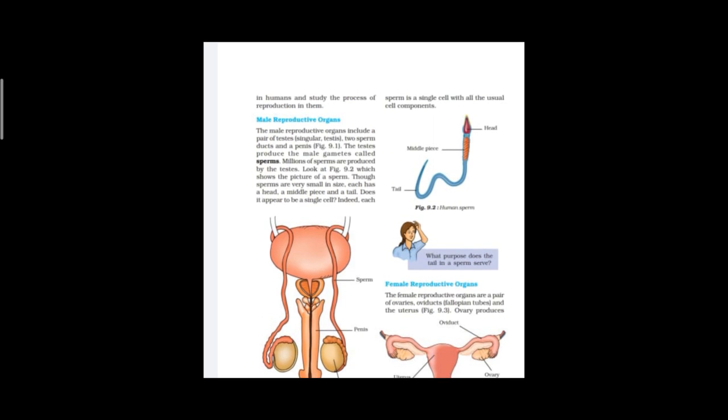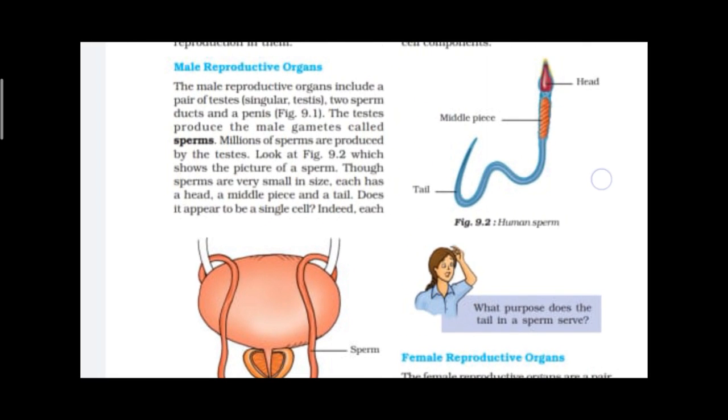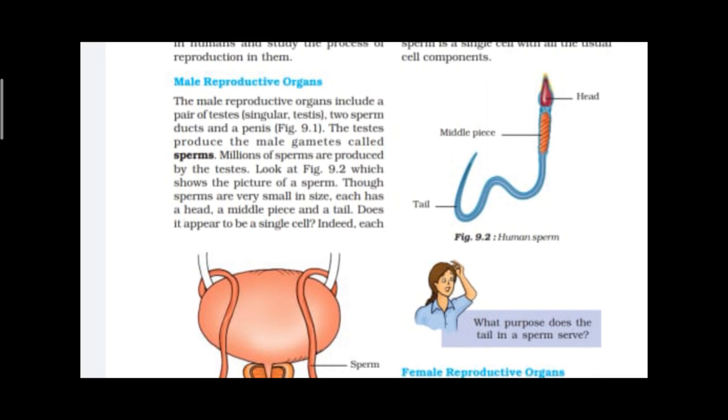Look at this sperm. This is the structure of a sperm. Millions of sperms are produced by the testes. And the sperms are very small in size. It is unicellular. That means it is made up of only one cell. It is single celled. And look at its structure. It contains a head portion, a middle piece and a tail. Head, middle piece and a tail.